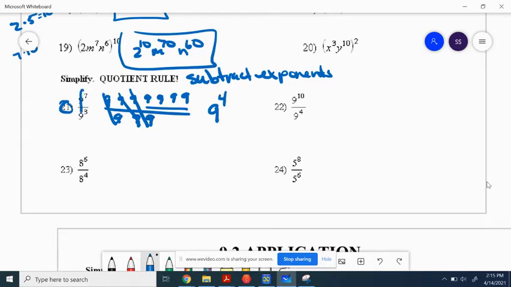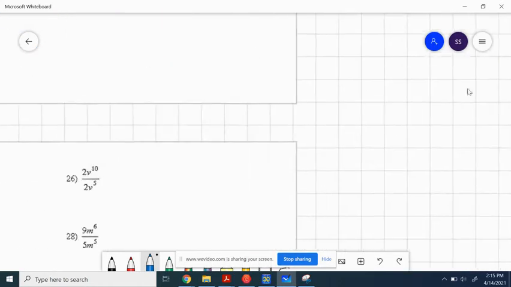How could we get that a lot faster? Just by following the rule and subtracting the exponents. 7 minus 3 is 4. So we can get that a lot faster. All right, 22, 23, and 24 are about the same. You can do those.